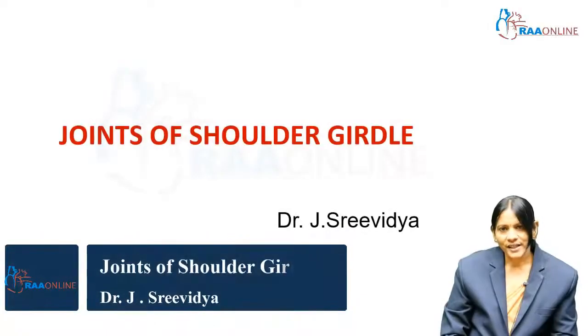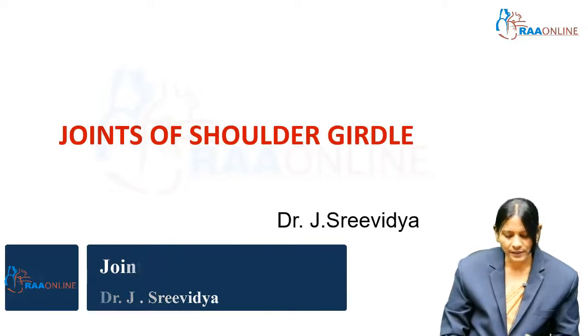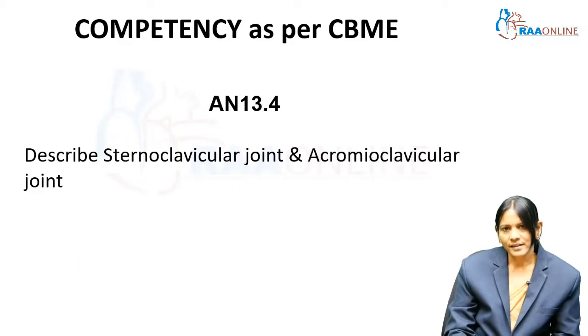Good morning. In today's session, we are going to look at the joints of the shoulder girdle. This comes under the competency AN 13.4, namely describe the sternoclavicular and acromioclavicular joint. You may wonder why I started with shoulder girdle and just these two joints are mentioned. Does it mean that only these two joints are part of girdle?